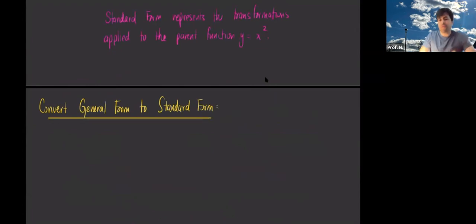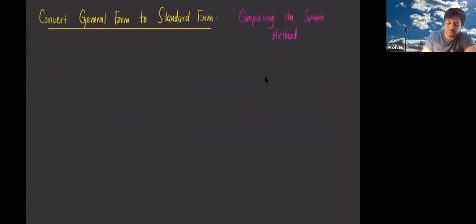So to go from general form to standard form, we have to do a very special algebraic technique. And I'm pretty sure, or I assume, that most of you have seen it before. And it's the completing the square method. So that's what we're going to be doing. We're going to be completing the square. So I'm going to give you an example.